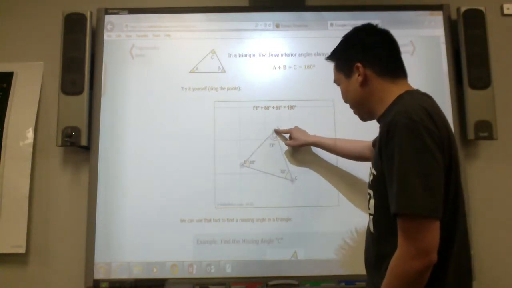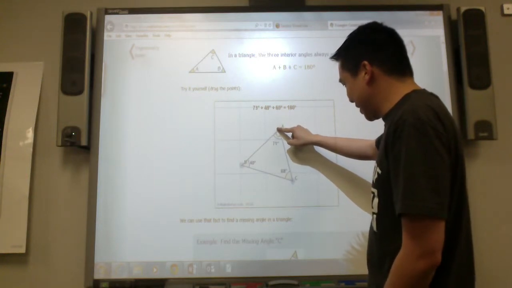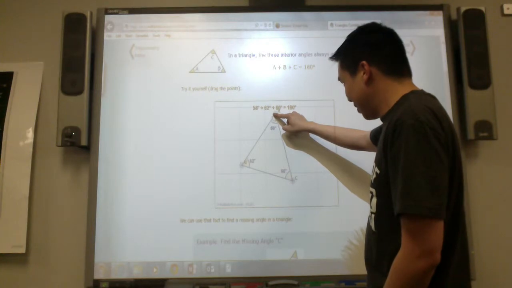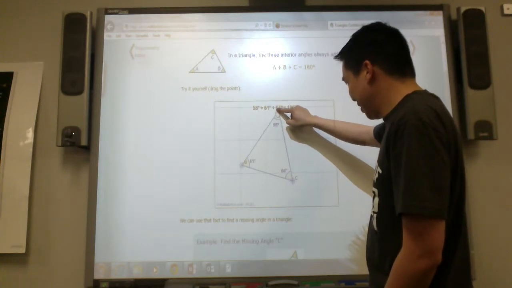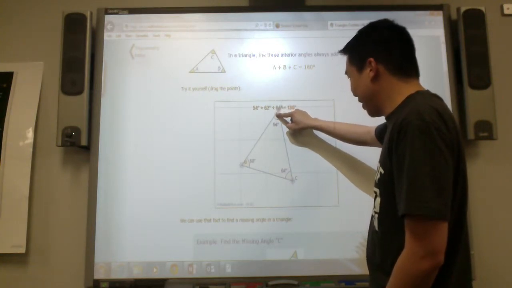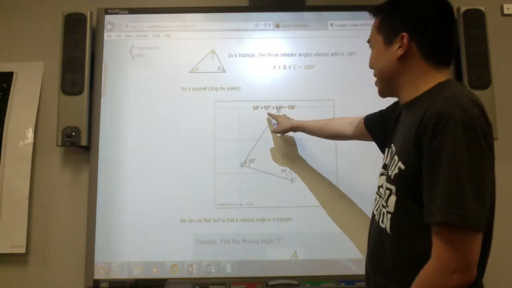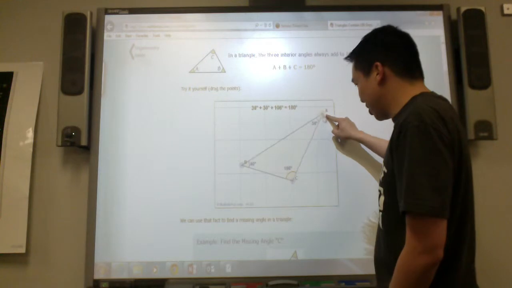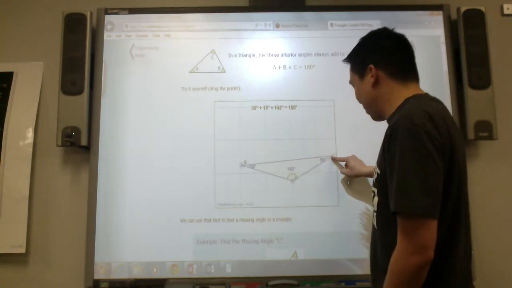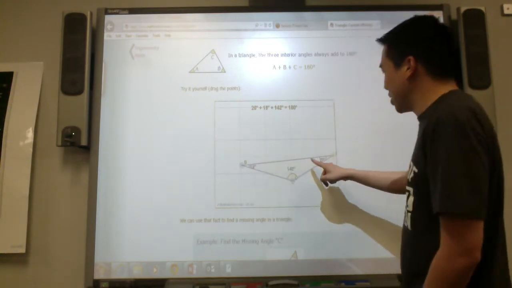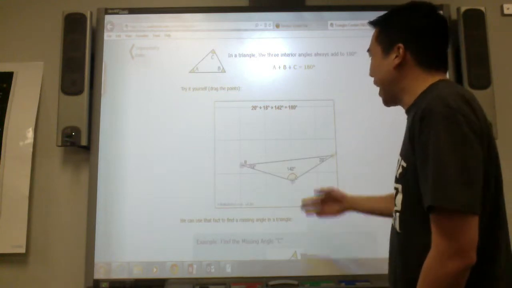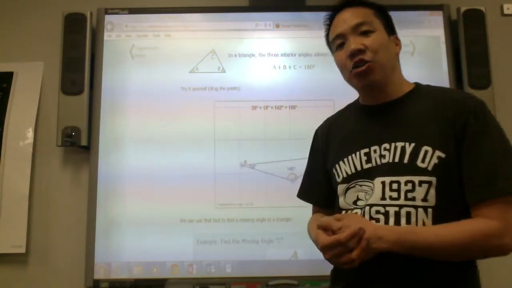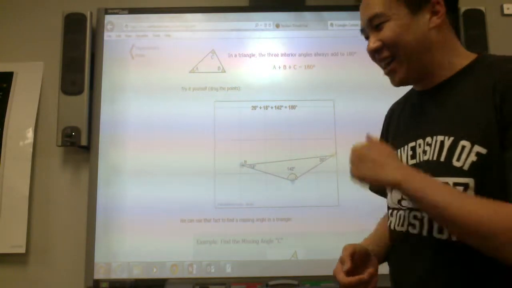Let's make 60, 60, 60. I guess you can. Try my best. So 54 plus 62 plus 64 adds up to 180 degrees. Let's make it into an obtuse triangle, like this one, very obtuse. 18 plus 20 plus 142 degrees adds up to 180 degrees. So again, the three interior angles add up to 180 degrees.